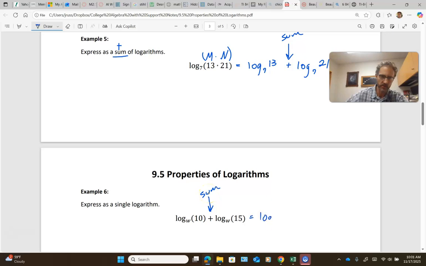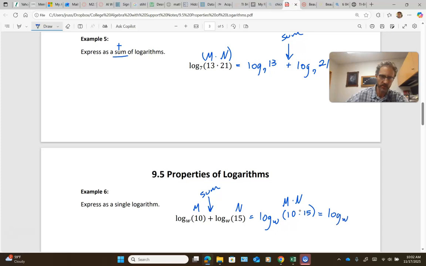So the base of our logarithm is going to remain w, and then the 10 and the 15 will become the factors of the argument over here in the logarithm. So first I'll explicitly write this 10 times 15. This is like our m, this is like our n, so it becomes m times n. And we could simplify this as well if we wanted to. 10 times 15 is 150.